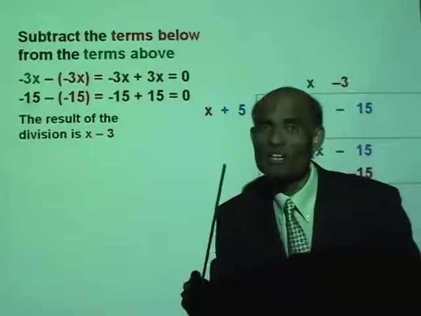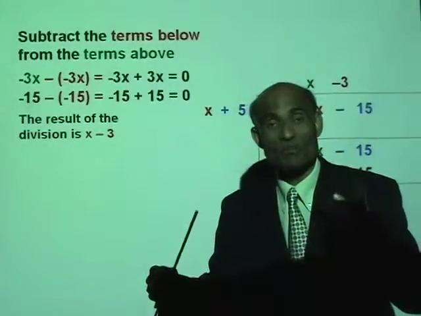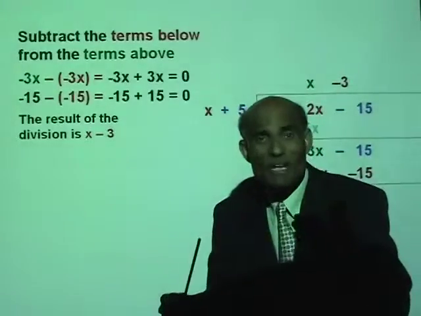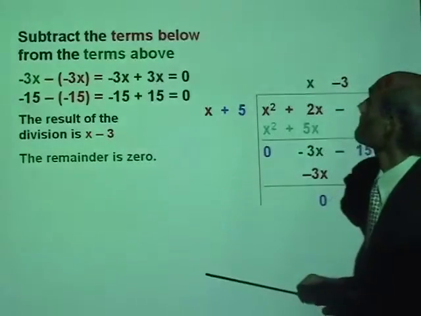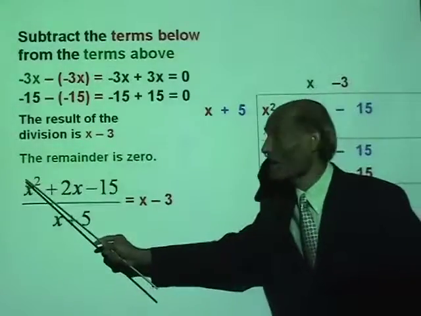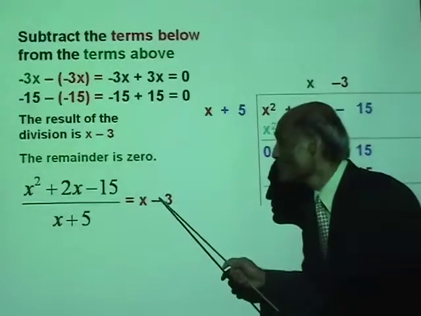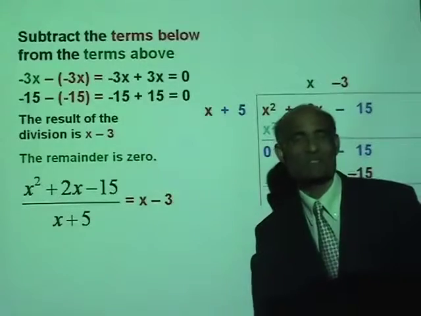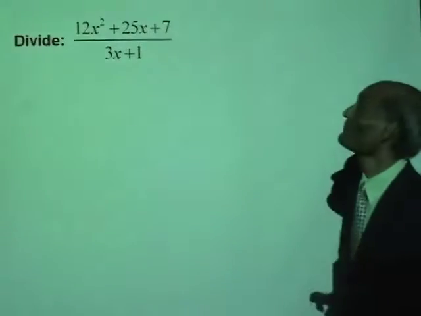Now, I know it is a little difficult for you in the first attempt, but try it a couple more times and you will become an expert on it. Let's practice with another one. Okay? So if you divide this trinomial with this binomial, you get this exact result, x minus 3. The remainder is 0. Another one.